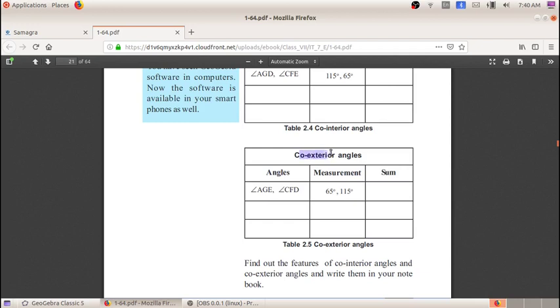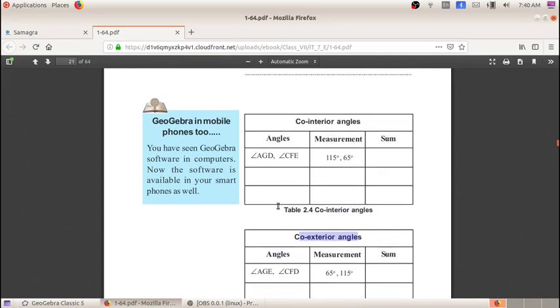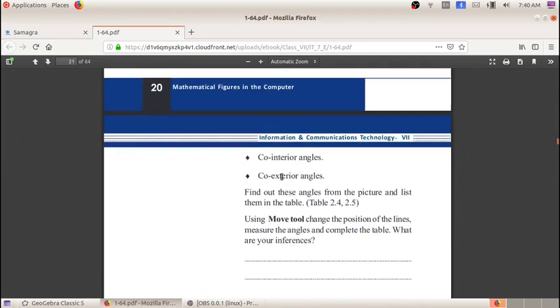Likewise, if you add the co-exterior angles, here there are 2 angles, they have shown you the values. Here also you will get the sum as 180 degrees. So I will show it, don't worry. We will check one by one.